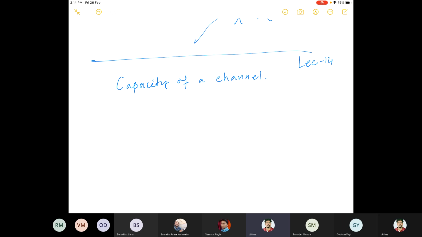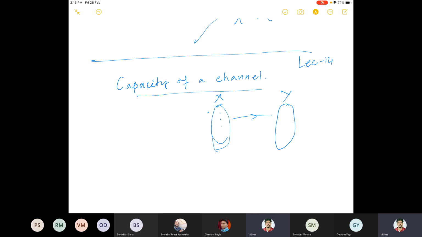I think I stated a theorem. So how did we define capacity? How did we first define a channel? A channel is nothing but a collection of conditional probabilities. So you have, let's say, a random variable X here. This is the input source, or input random variable, and you have a random variable here, which is the output random variable, and this is the channel, and the channel is described by these probabilities.